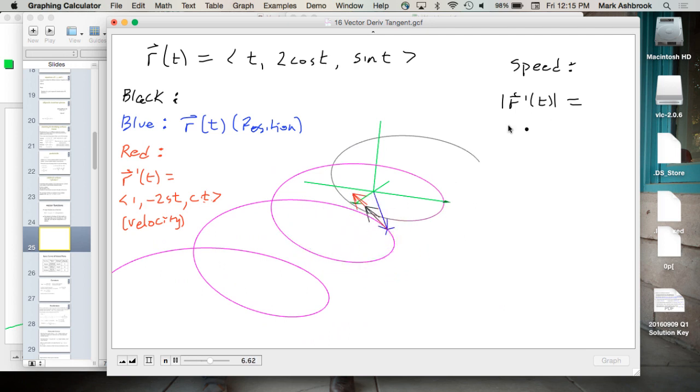Let's do it. What is r prime of t? So tell me what I would write. Square root of 1 squared plus negative 2 sine t squared plus.